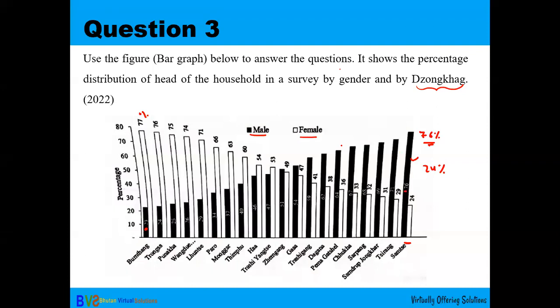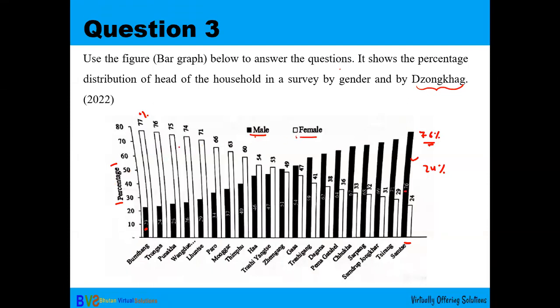It means that, for example, in Samtse Dzongkhag, out of 100 households, 76 households have a male head of the household, and the rest of the 24 have a female head of the household. All right. So are you able to understand this? In the graph, black represents the percentage of male, and the y-axis is in percentage.